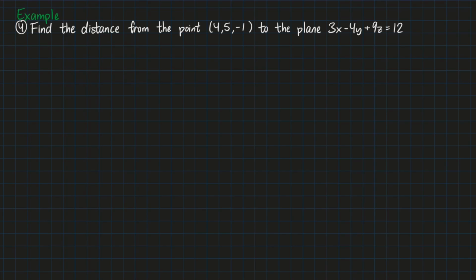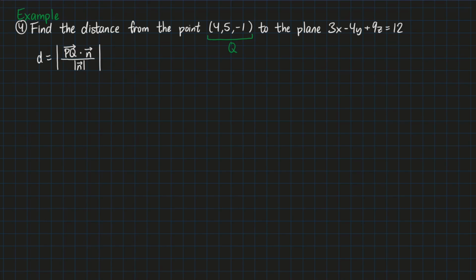Alright, let's do example 4. Find the distance from the point (4, 5, -1) to the plane 3x minus 4y plus 9z equals 12. First, I'm going to write down the equation for the distance from a point to the plane for reference. So let's take a look at what we have. First, they give us the point that is off the plane. This is going to be our second point in the vector, so we can just call this point Q.